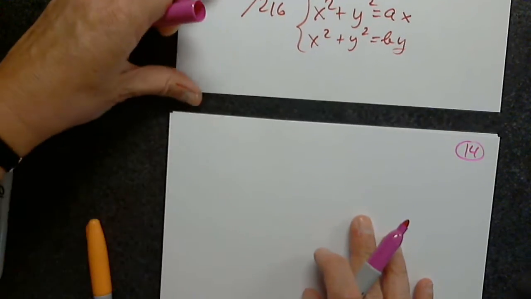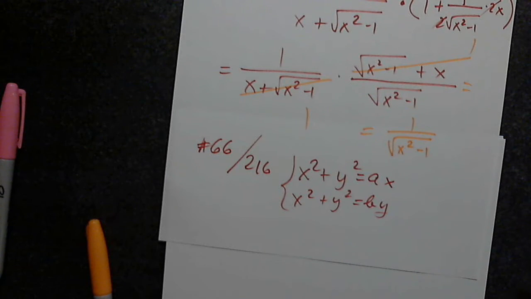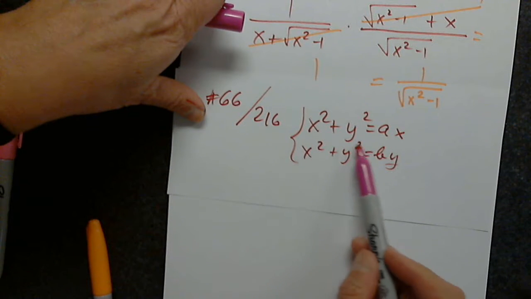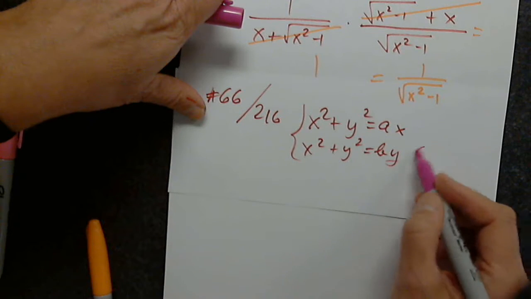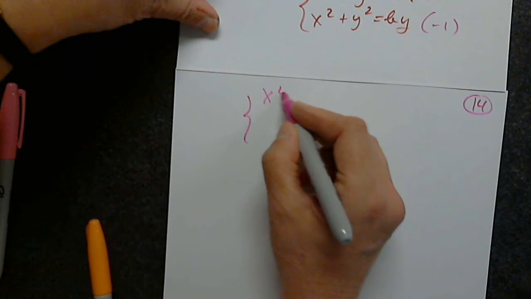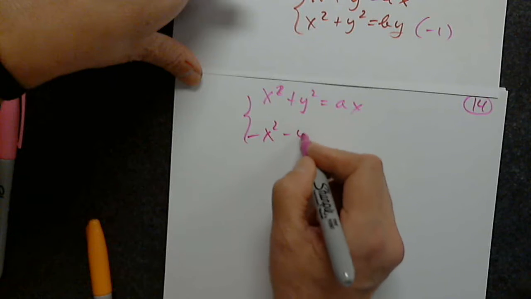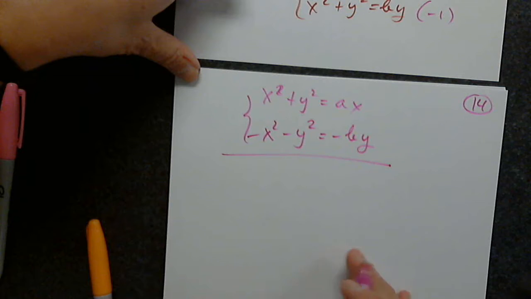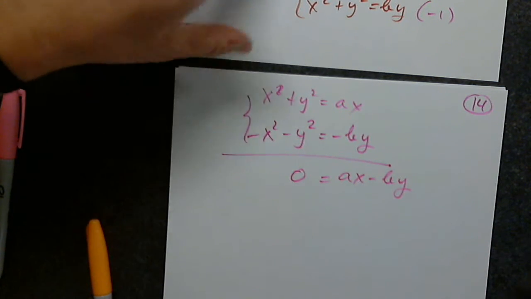So here in this particular situation, did I copy it correctly? Let me check again. Yep, I did. So here, if we subtract, this is what I would recommend. Multiply, let's say, the second one by -1. And then we will have x squared plus y squared equals ax, and negative x squared minus y squared equals negative by. And when I add these two, I get 0 on the left, and I get ax minus by on the right.